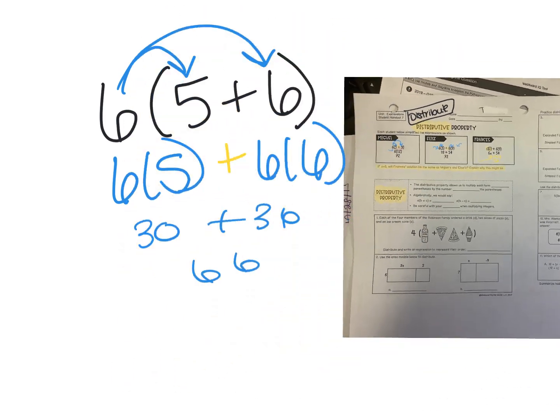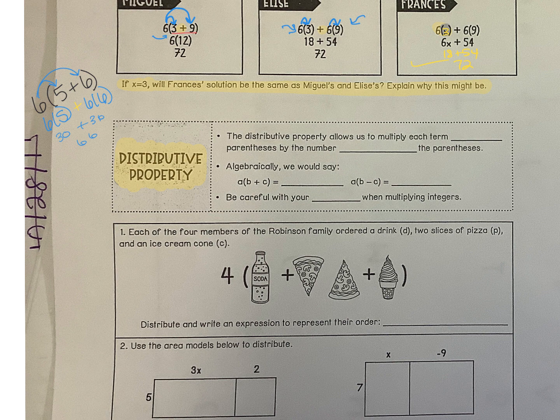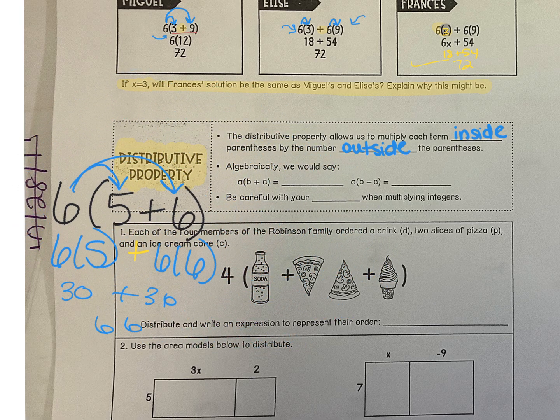Okay? That is the distributive property. So let's go back to over here. So the distributive property allows us to multiply each term inside the parentheses by the number outside the parentheses, which is basically what we see here. The distributive property said that I need to make sure that every number inside of the grouping is being multiplied by the number outside.